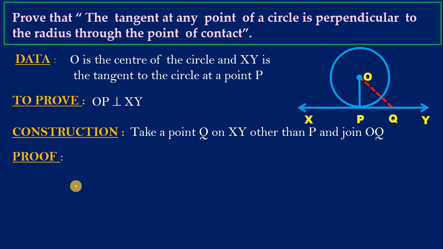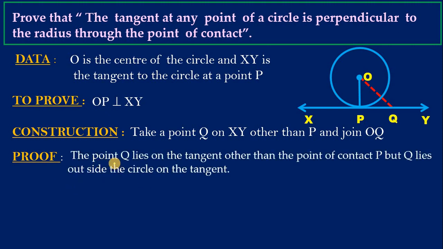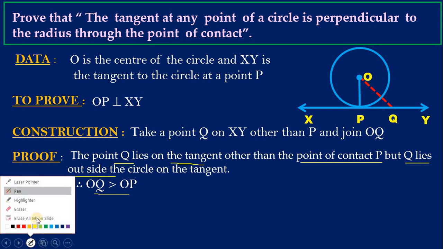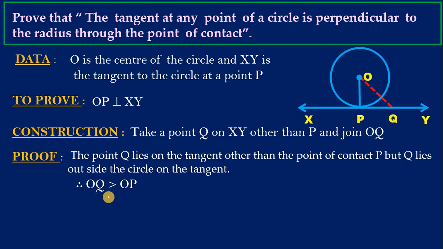So now let us proceed with the proof. As I said, the point Q lies on the tangent other than the point of contact P, but Q lies outside the circle. See, Q is lying outside the circle, hence OQ is greater than OP. So this is the first thing you wanted to understand in proof. And the next thing is, see, OP is the shortest distance between this point and this line XY.